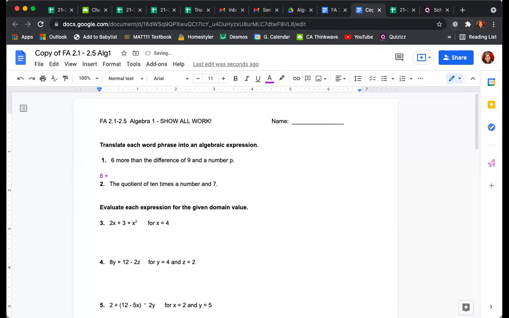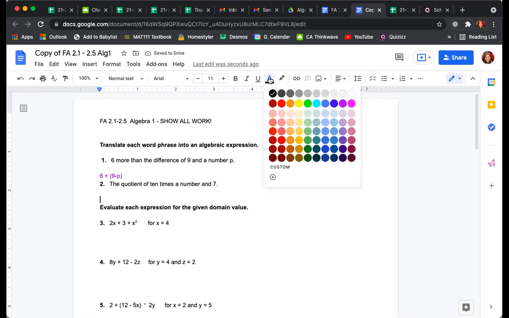When I read the difference of, that's telling me I'm doing 6 plus the difference of something. That is implying that there is a group of something happening. So I'm going to say 6 more than whatever that is, and that's implying a set of parentheses. So 6 plus the difference, so subtraction, the difference of 9 and a number P. That would be the answer to number 1.